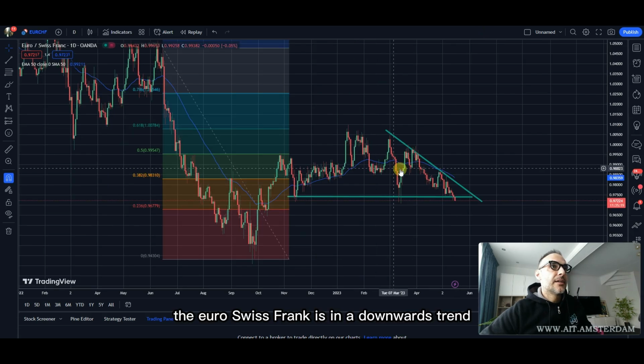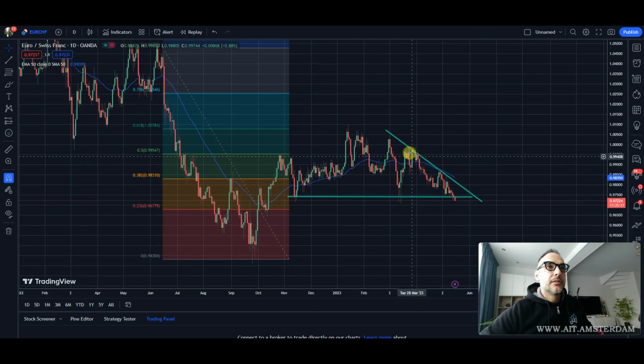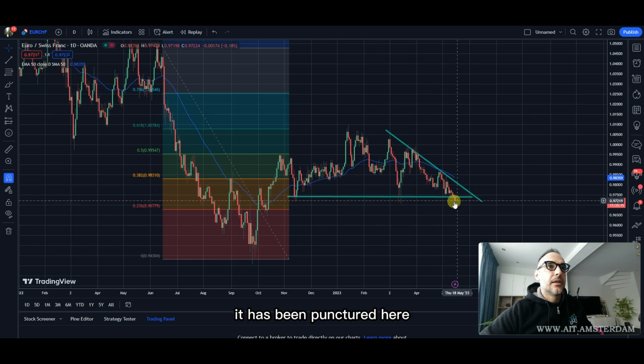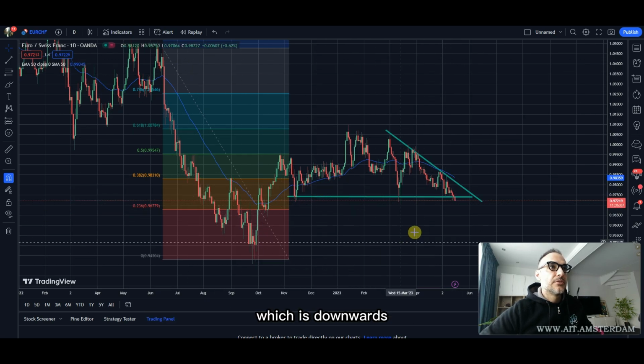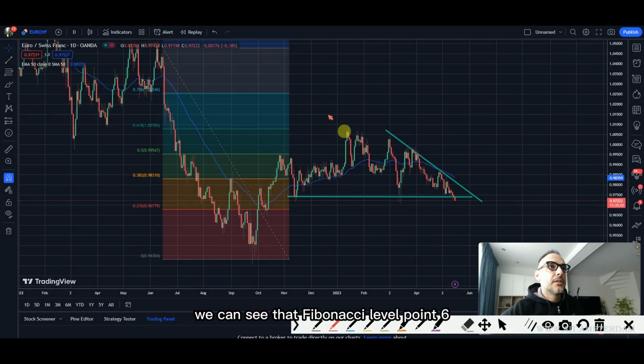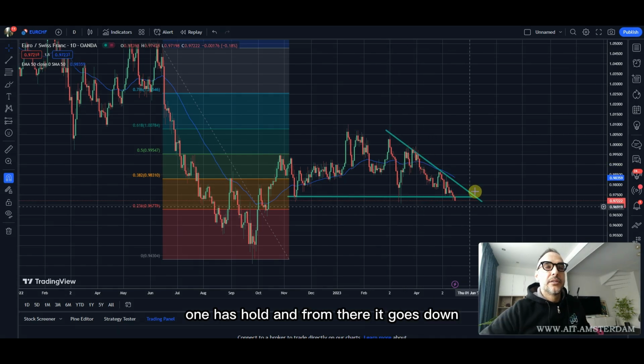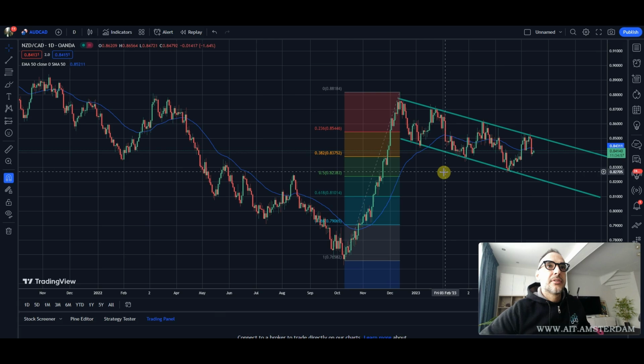The Euro Swiss franc is in a downwards trend. It's a descending triangle. It has been punctured here. So if it goes down, then we might see a continuation of the general trend, which is downwards. We can see that Fibonacci level 0.61 has held, and from there it goes down.